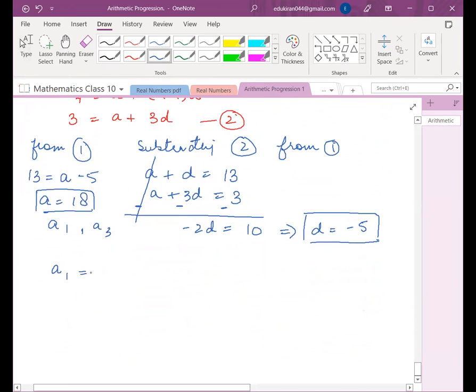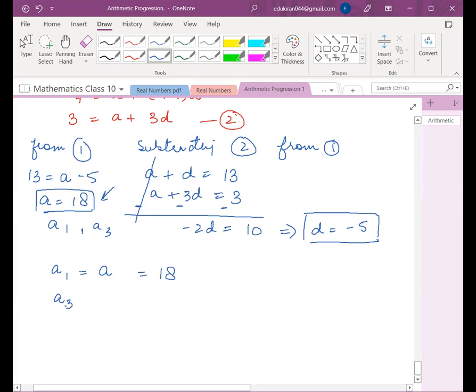So A1 is actually A. Clear? Yes, ma'am. A plus 3 minus 1 into D. Either you use the formula or it's simply the first term, right? A1 is actually this A which you have found, which is equal to 18. Or you can put the formula, no problem.